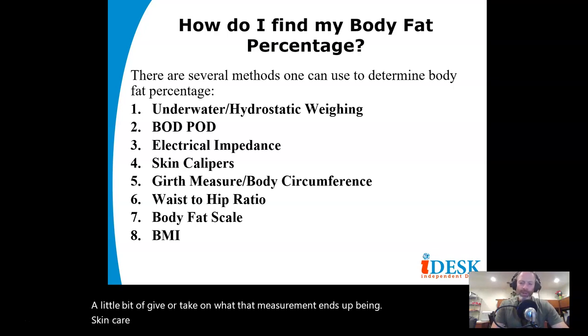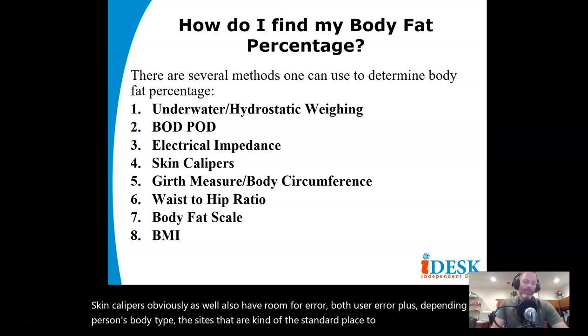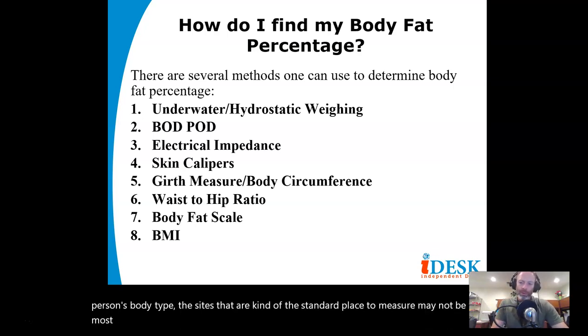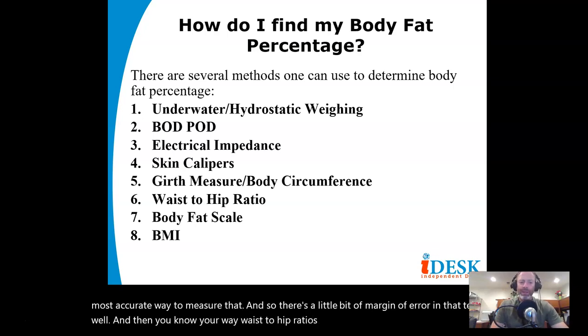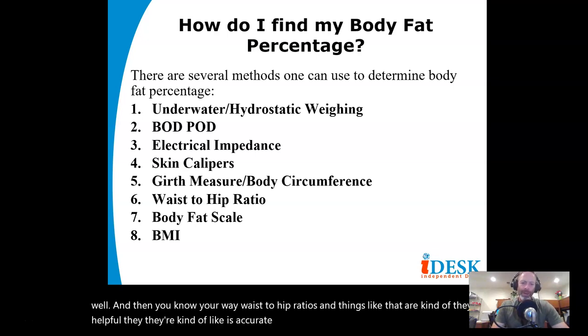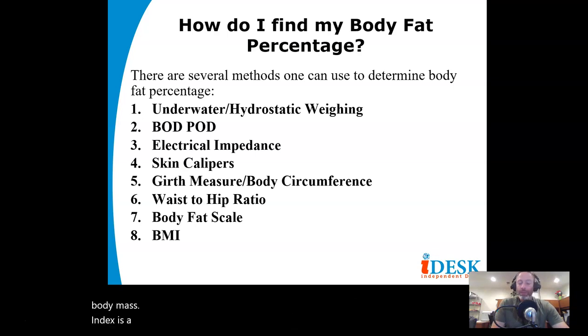Skin calipers, obviously, also have room for error, both user error plus, depending on the person's body type, the sites that are the standard place to measure may not be the most accurate way to measure that. So there's a little bit of margin of error in that test as well. And then your waist to hip ratios and things like that are helpful. They're maybe as accurate as your body mass index. And again, the body mass index is a good method.